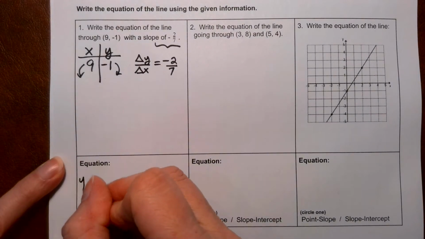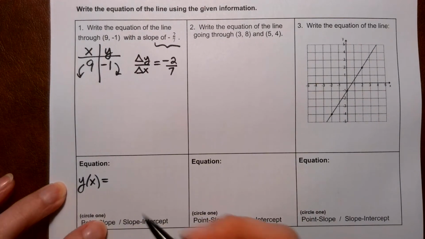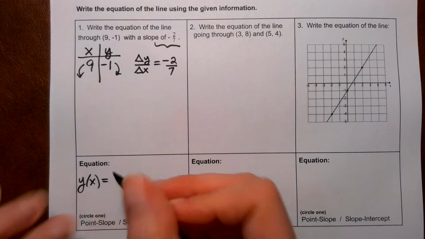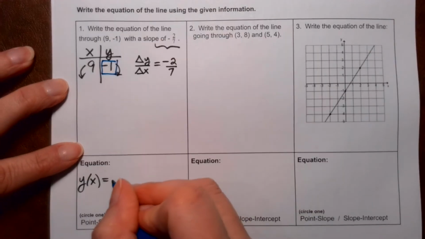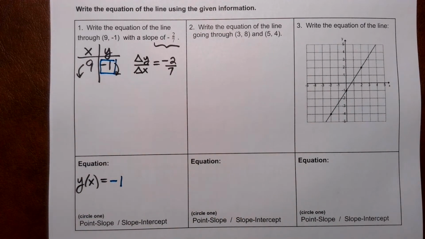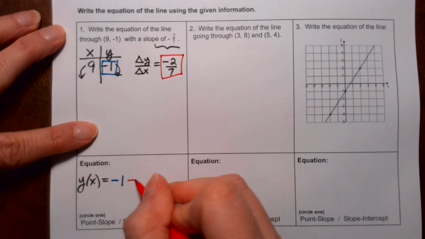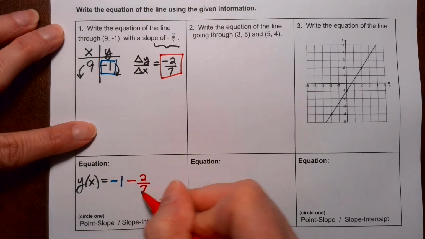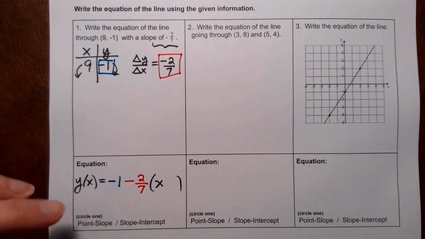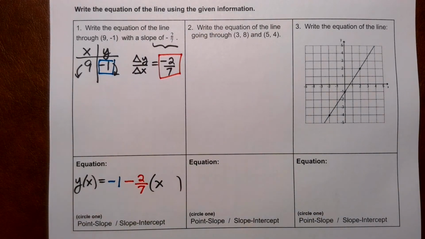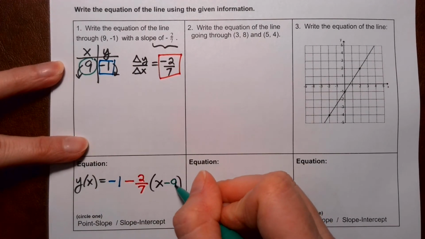We could do y of x. You could also do f of x, like before, as long as the input variable goes inside. And whenever you write an equation, we have our starting value, which is -1. Then we have to put the pattern, or the slope, and they told us it was -2/7, so -2/7. And then we have to put the x. So let's go ahead and take a look at the table. Since this table started here with a 9, I'm going to have to adjust and say x - 9.